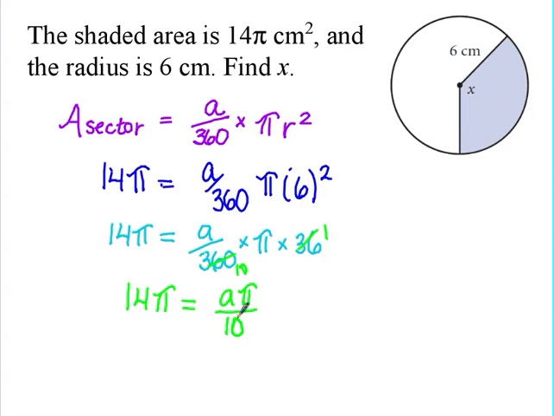What happens to your pi's? They cancel. How do you solve for A? Multiply by 10. So what does A equal? A equals 140 degrees.